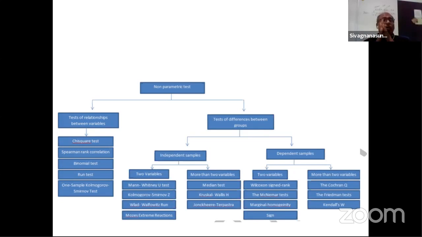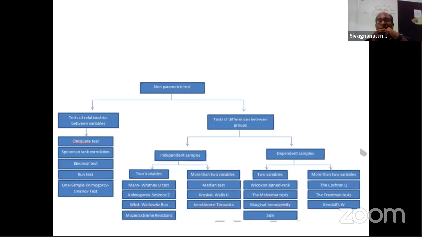The run test is used for whether the data is random. And the one-sample Kolmogorov-Smirnov test is used for whether the data is normally distributed. Then you have independent samples. That was the test of relationship between variables; this is the test of differences between groups, under which you have independent samples and dependent samples. Independent samples are two different groups: is there a difference in the dependent variable based upon the groups?